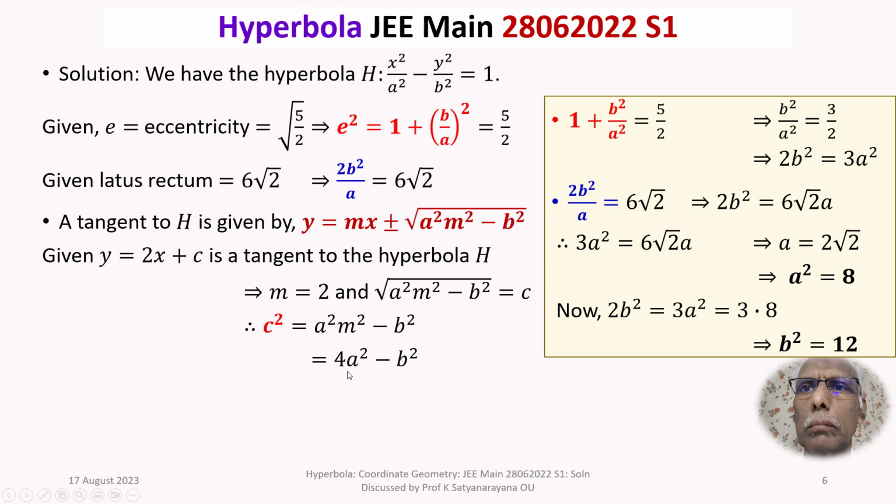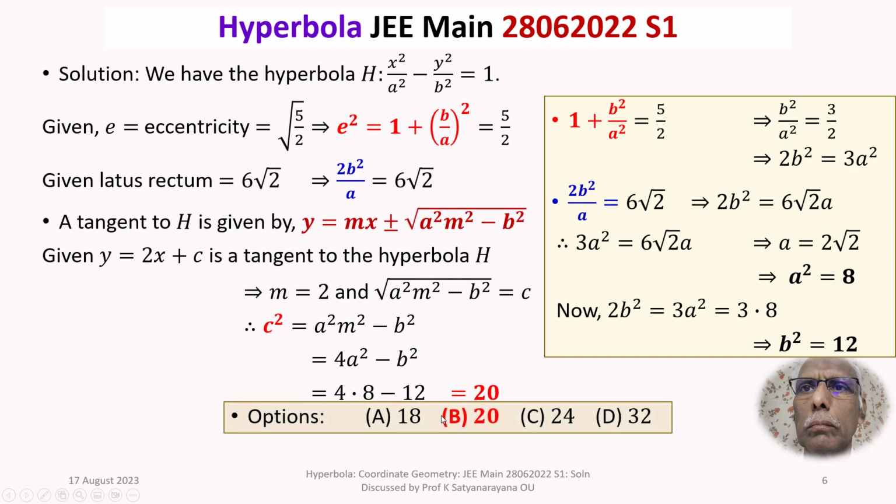We will go back here and substitute the values of a square and b square. That is 4 times a square, which is 8, minus b square, which is 12. And 4 8s are 32 minus 12, that is equal to 20. So the answer for this question is c square is equal to 20. Let's look at our options. Our answer 20 appears against option B. Therefore, the answer to this question is option B.